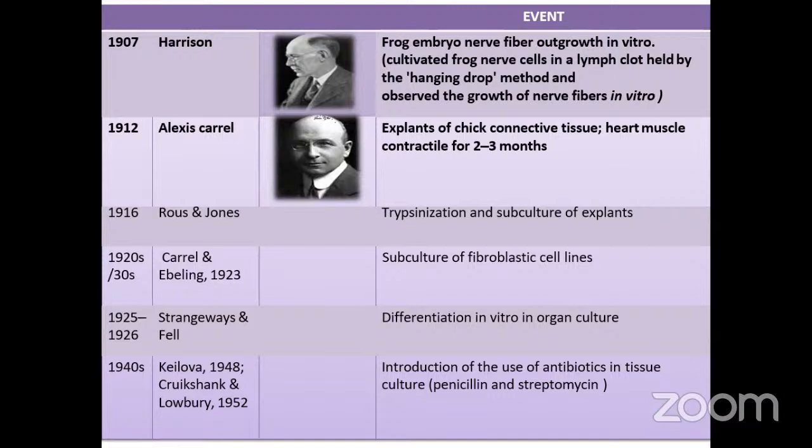But at that point of time, they used the lymph clot or blood directly to culture the cells. So first he cultivated frog nerve cells and cultured them to study the growth of nerve fibers. Then in 1912, Alexis Carrel took the explant of chick connective tissue and heart muscle, contractile for 2 to 3 months. He also cultured it. Then in 1916, Rose and Jones trypsinized and subcultured the explant.